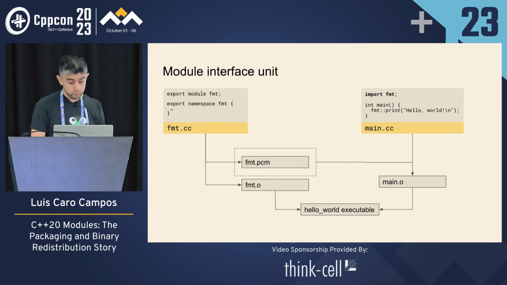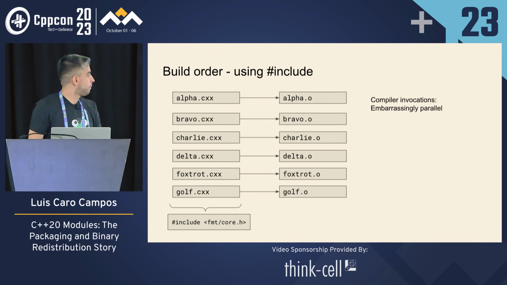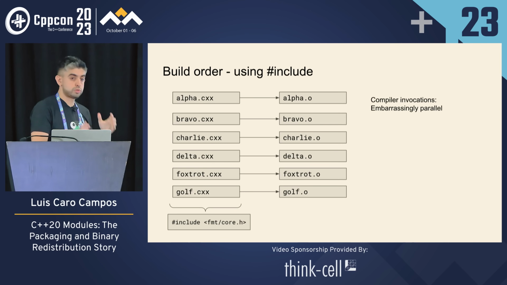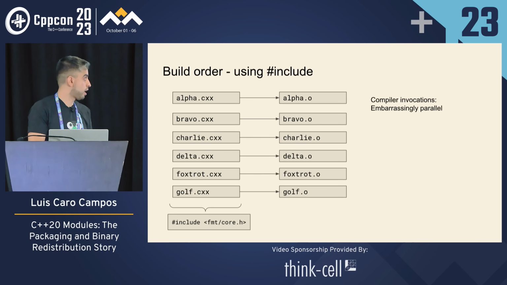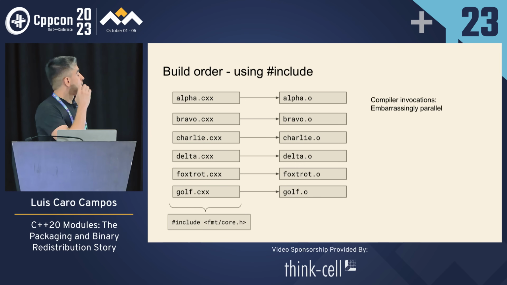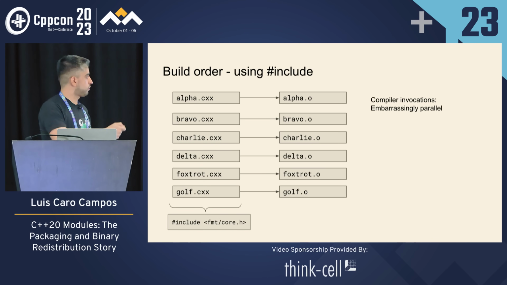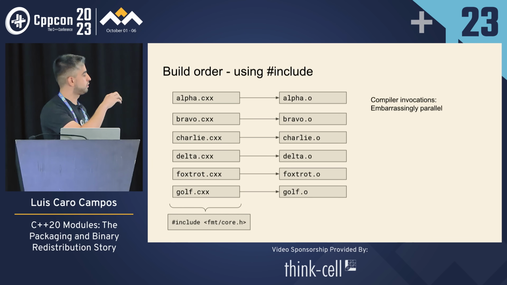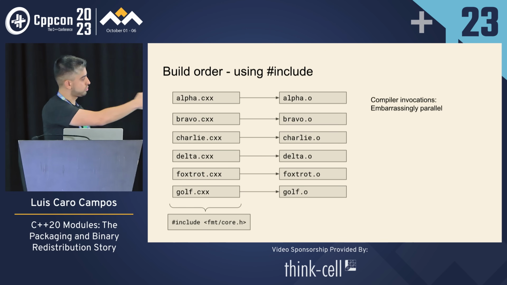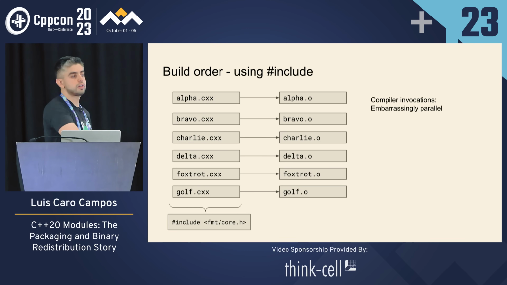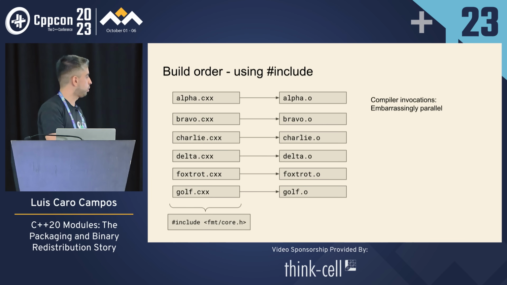Which brings us to the build order. This has been mentioned before, so I don't want to spend too much time on this. It was mentioned in a talk earlier today as well. When you have a large project that has a lot of C++ sources, the problem is usually described as embarrassingly parallel. All the compiler invocations to produce object files can happen in parallel, irrespective of each other. The order doesn't really matter either.